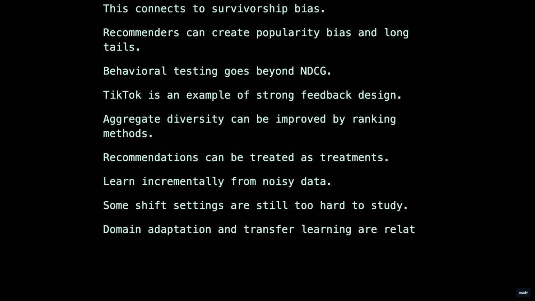Those areas study how to move knowledge from one data setting to another. When the future data differs from the training data, adaptation is one of the main ideas people reach for.